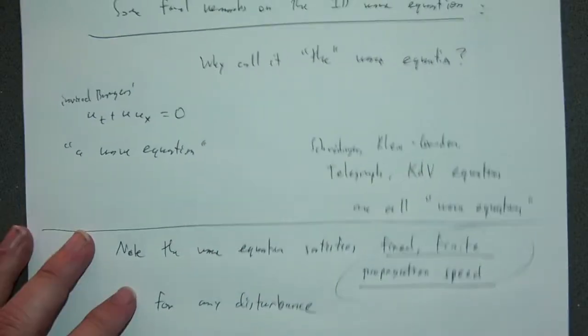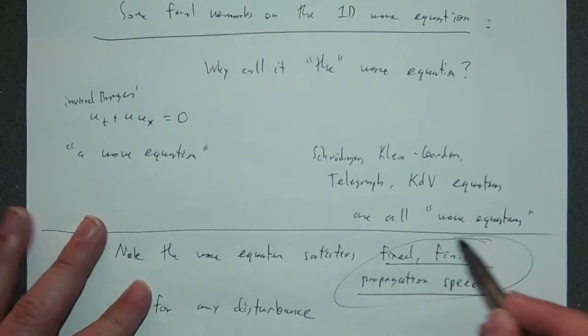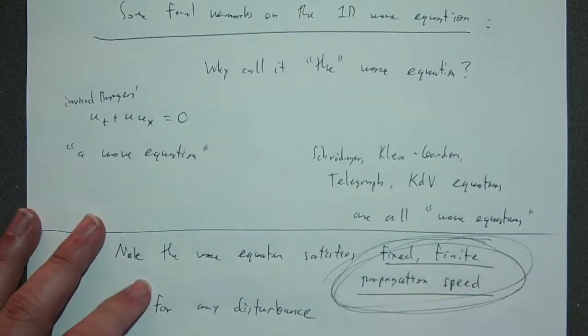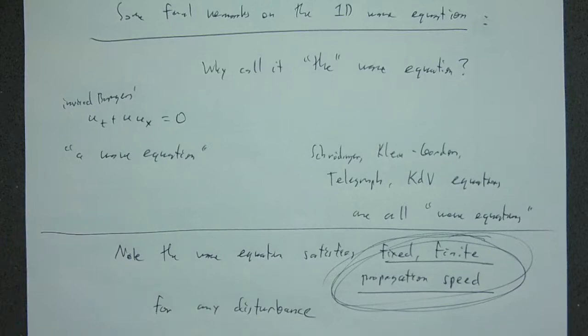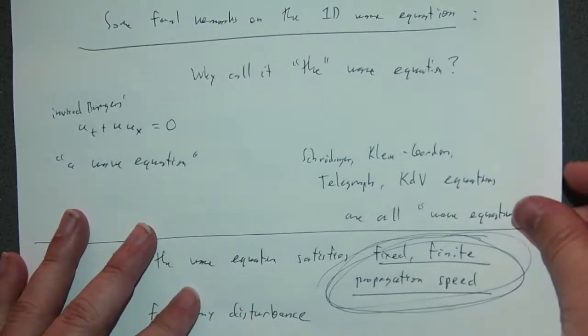So anyway, this fixed finite propagation speed is something that we saw in the method of characteristics for our first order PDEs, and that's the reason why the wave equation comes first in our study of the big three. Okay, so now on to the 2D and 3D wave equations.